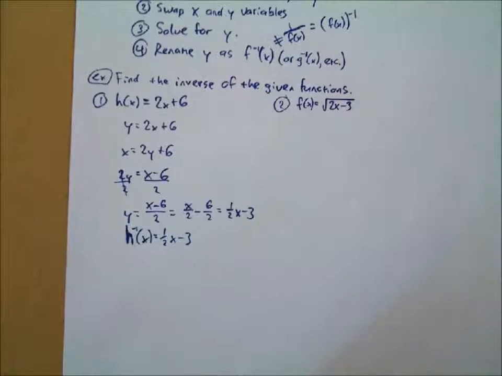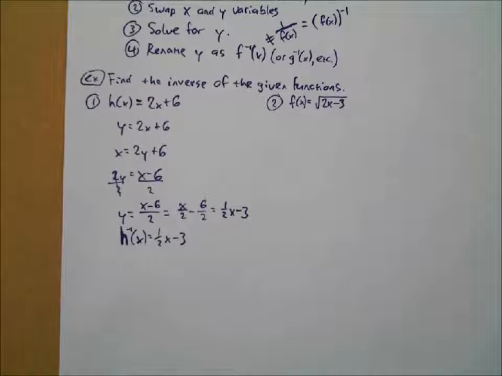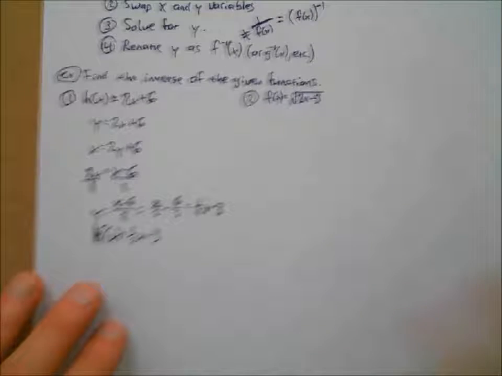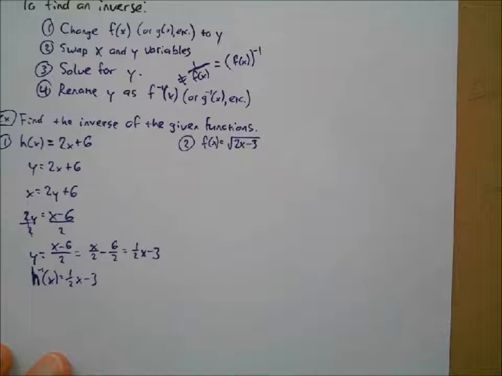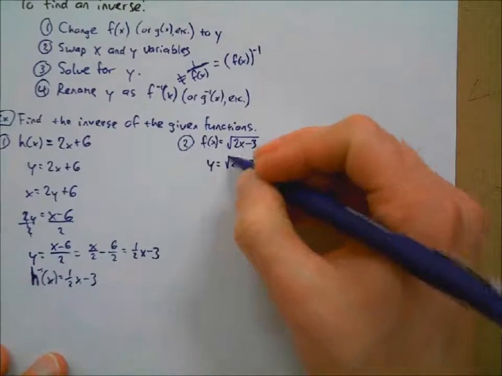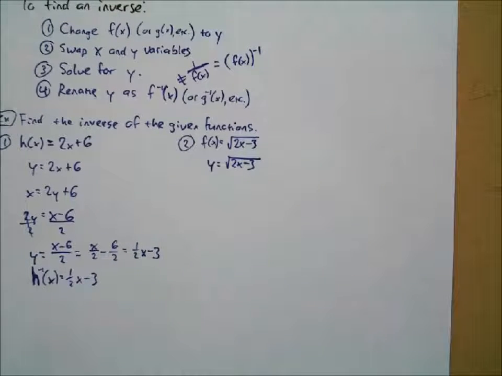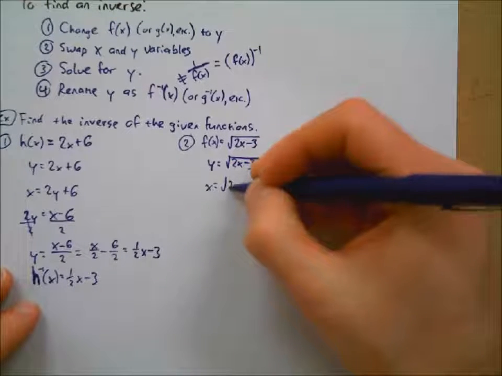Okay, we'll say f of x equals the square root of 2x minus 3. And so again, we'll change this up here and we'll make it y equals the square root of 2x minus 3. Okay, and now what's our next step here to find the inverse? What should we do? Swap the x and y's, right? Exactly. So we have x equals the square root of 2y minus 3.